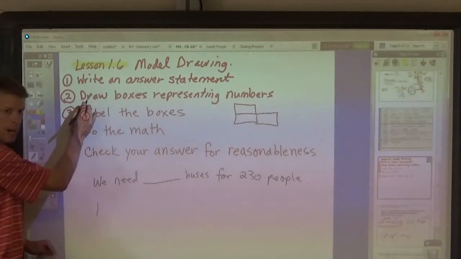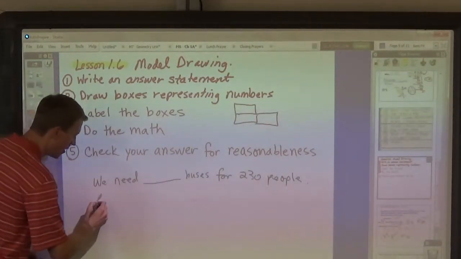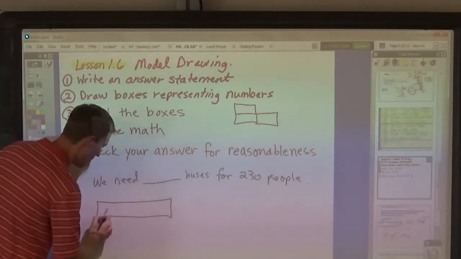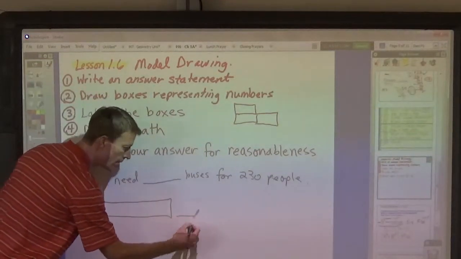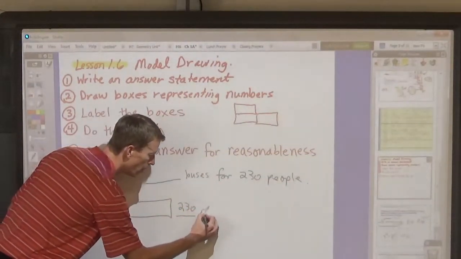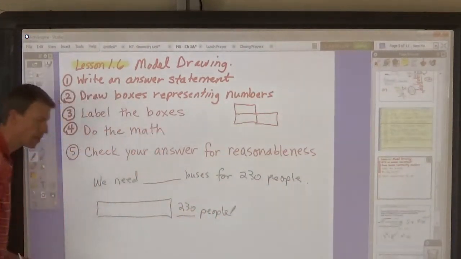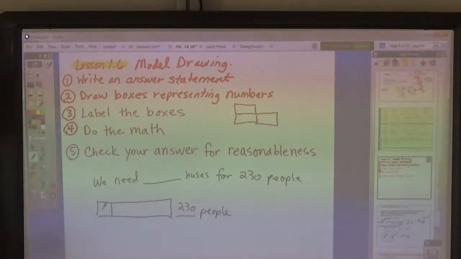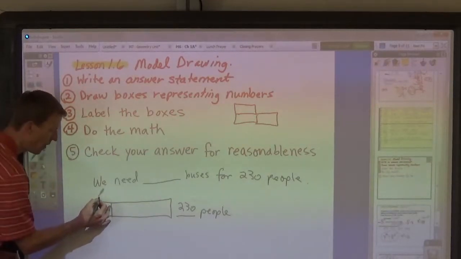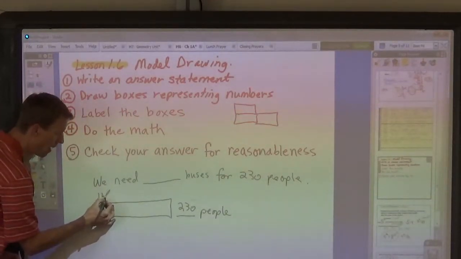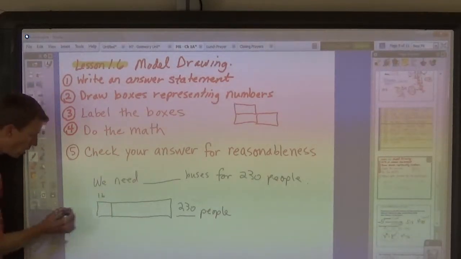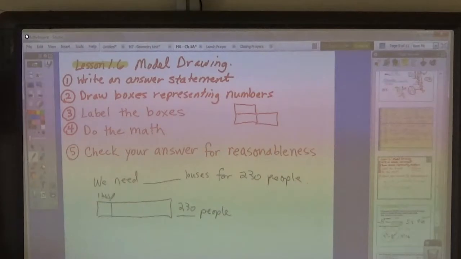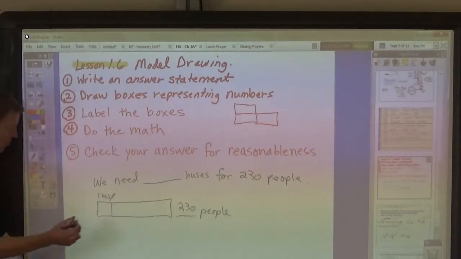Because the next step is to draw boxes that represent the numbers. We know that we have to get this many people. How many is that? 230. 230 people to the baseball game. And some of them are going to fit on each bus. So we can represent that with one box, or dividing it up into one bus. And how many would fit on one bus? Johnny? 47. So label this box 47.